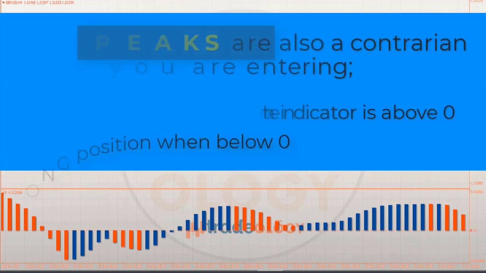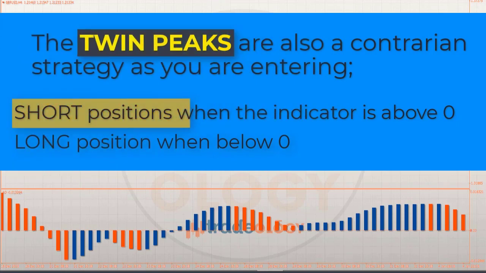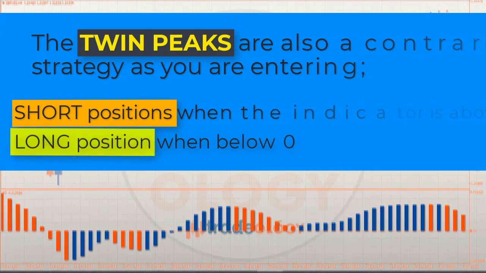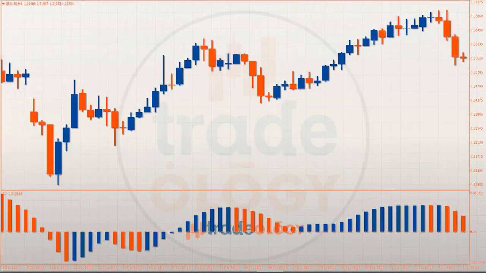Twin Peaks represents a contrarian strategy as it involves taking short positions when the indicator is above zero and buying when it is below zero. Here are additional examples of the Twin Peaks strategy.